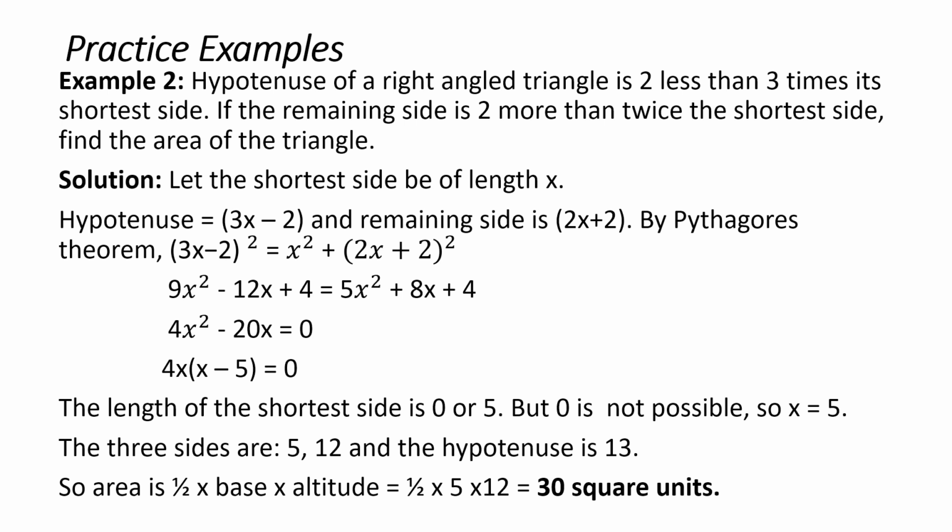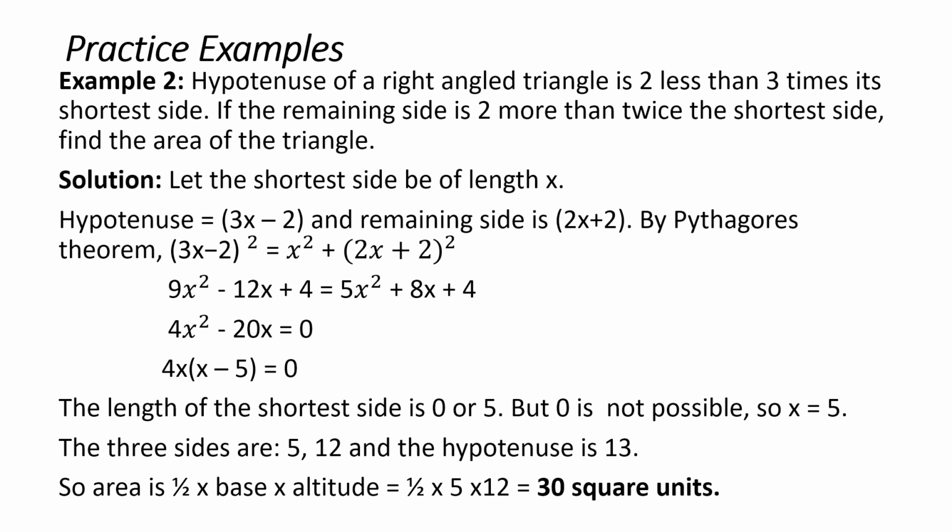Now we simplify this equation. You can see after simplification we get 4x square minus 20x is equal to 0. So 4x into x minus 5 is equal to 0. Now equating both the factors to 0. If 4x is 0 means x is 0. That is not possible because you cannot have length as 0. So only the other option, x minus 5 is equal to 0 or x is equal to 5, is possible.